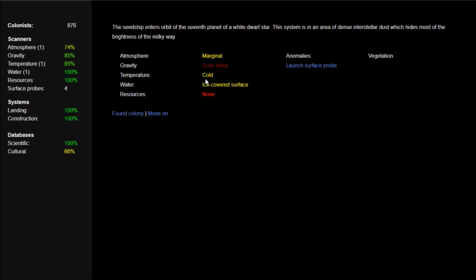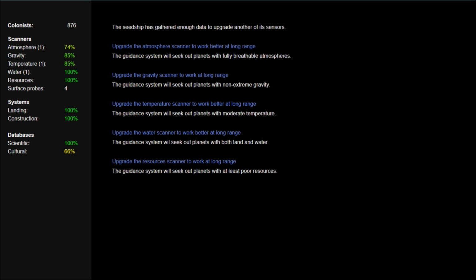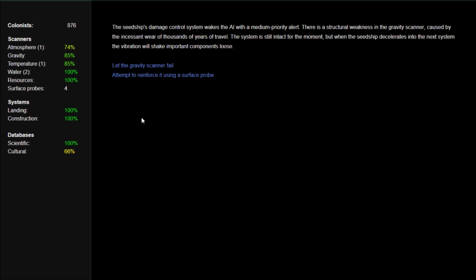We don't know how the gravity is. Ice covered. No, we're moving on. We gotta make sure there's water, right? Water's pretty important. Water scanner level 2. Damage control system wakes the AI. Medium priority alert. Structural weakness in the gravity scanner caused by incessant wear of thousands of years of travel.